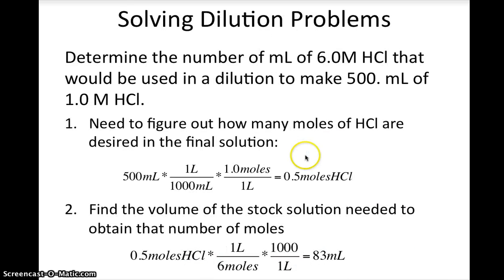So if we want 0.5 moles of hydrochloric acid, we need to figure out how much of this 6 molar hydrochloric acid we use to obtain that 0.5 moles. So we're going to now use the molarity of this stock solution to cancel our moles to find out the number of milliliters. I forgot milliliters right here, but that's what this conversion is representing, 1,000 milliliters per 1 liter. So here we've found out that we need 83 milliliters of 6 molar hydrochloric acid, and that's going to give us 0.5 moles, which is what we want to end up making the 500 milliliters.